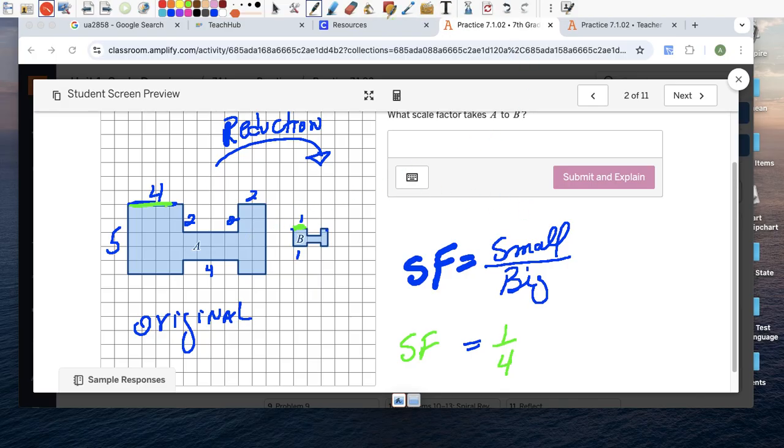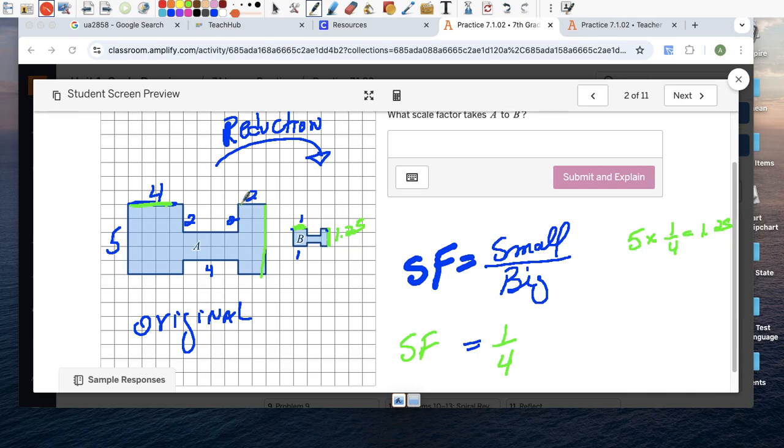Now that I know what the scale factor is, I can take each of these sides. So I can take the 5 and multiply it by 1/4, and you're going to get 1.25. So this side that I didn't want to tell you before, this side right here, which measures 5, is now 1.25.